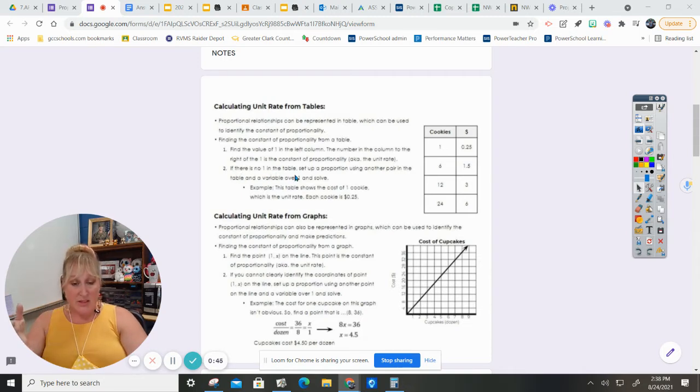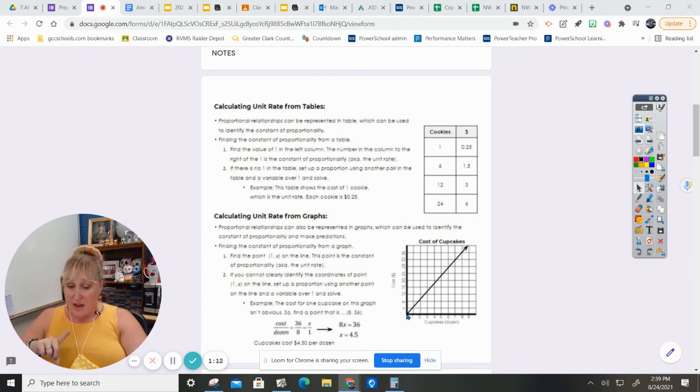If there is no 1 in the table, then you have to set up a proportion and figure out how to make that work. Reduce the fraction, use cross multiplication, all the strategies that we've talked about. Now, we're going to talk about how to calculate unit rate from the graphs. Proportional relationships can also be represented in graphs, which can be used to identify the constant of proportionality and make predictions. The making predictions part is the real life application.